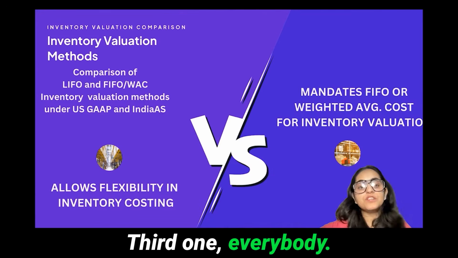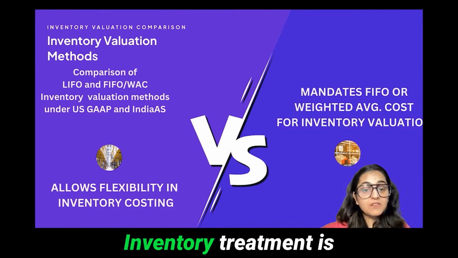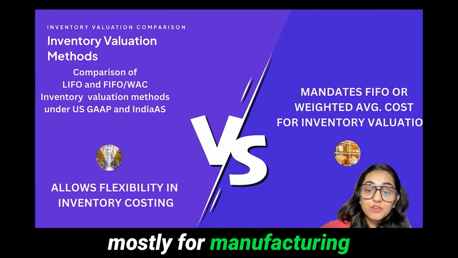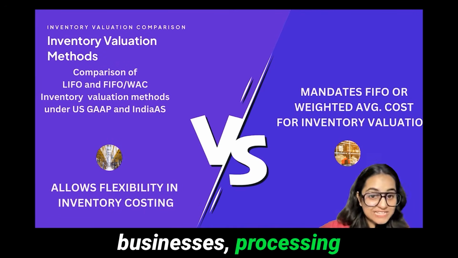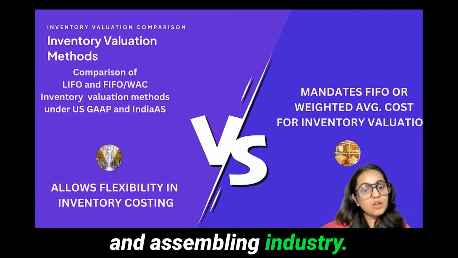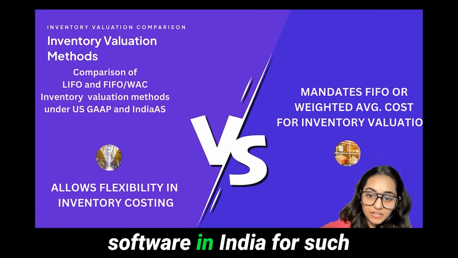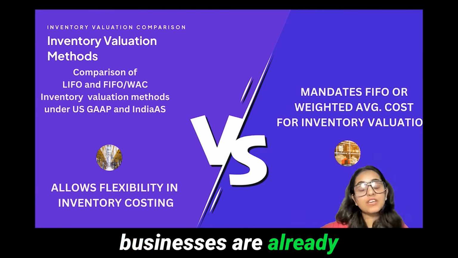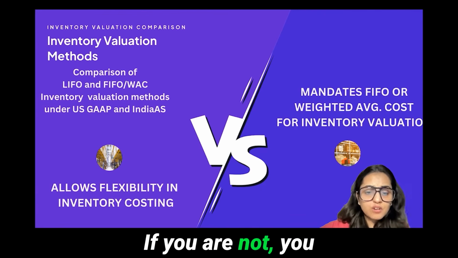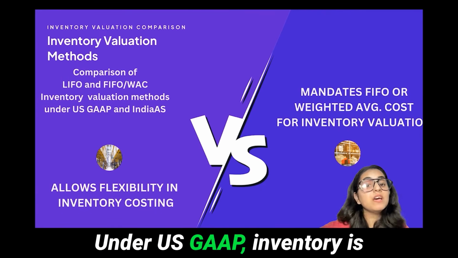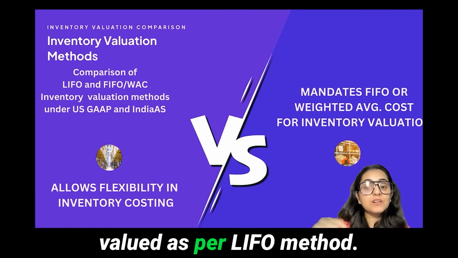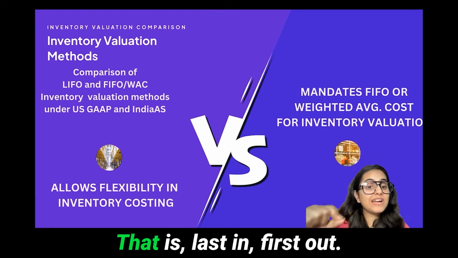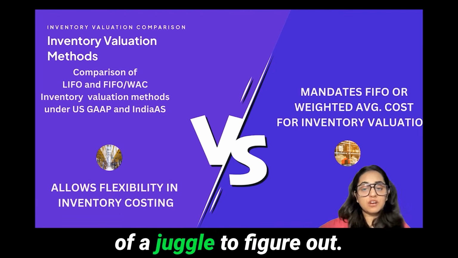Third one, everybody, treatment of inventory. Inventory treatment is mostly for manufacturing businesses, processing, and assembling industry. Those who are using Tally software in India for such businesses are already comfortable with it. If you are not, you can learn that. Under US GAAP, inventory is valued as per LIFO method, that is last in, first out. This can feel like a little bit of a juggle to figure out.